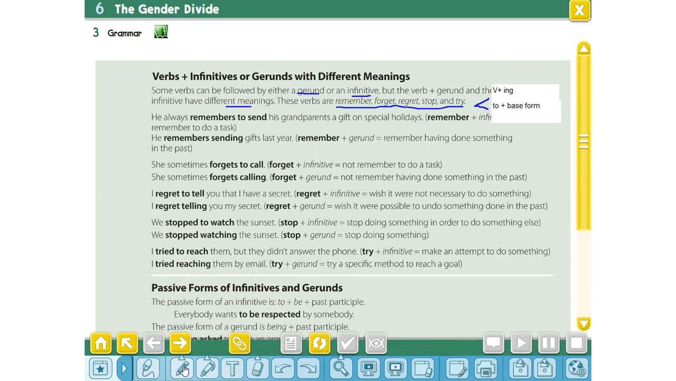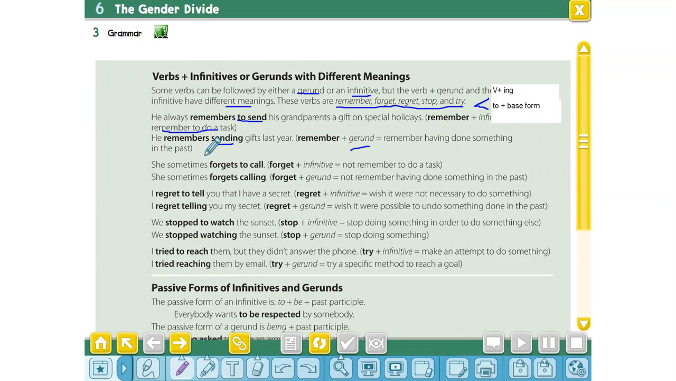Now, let's discuss the first example. He always remembers to send his grandparents a gift on a special holiday. Remember plus infinitive means remember to do a task. But in the second example, he remembers sending gifts last year. Remember plus gerund means remember having done something in the past. Do you get the difference in the meaning?